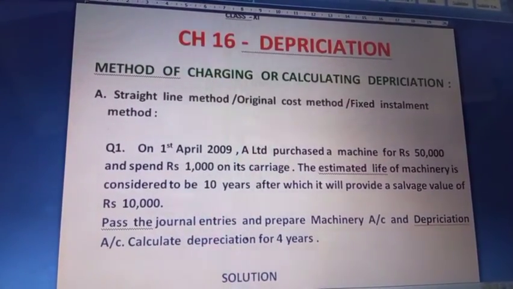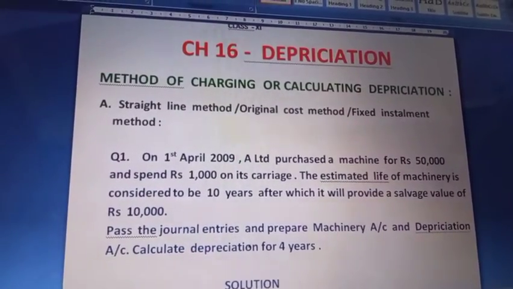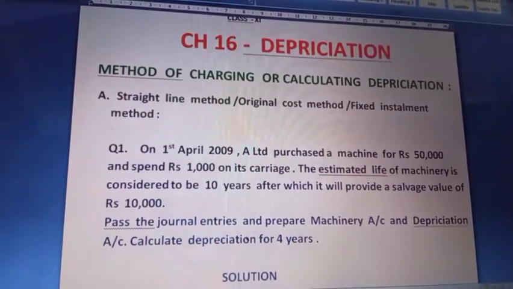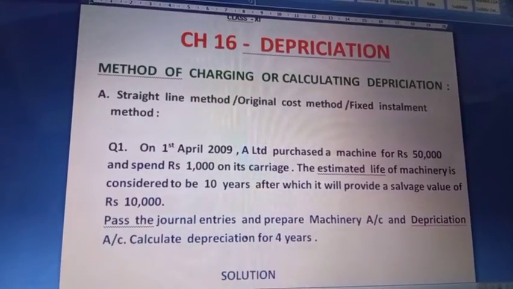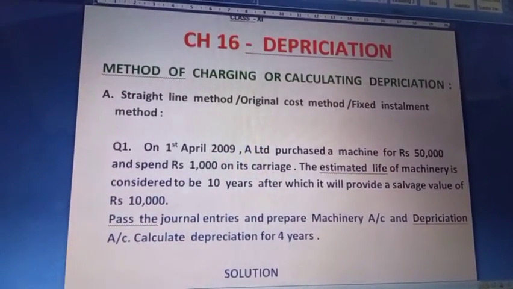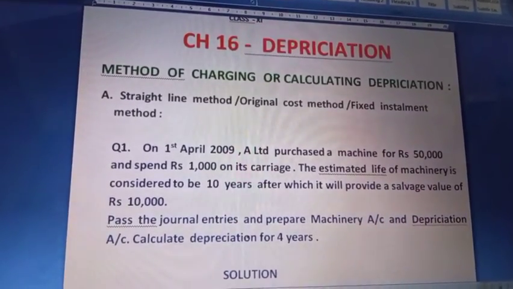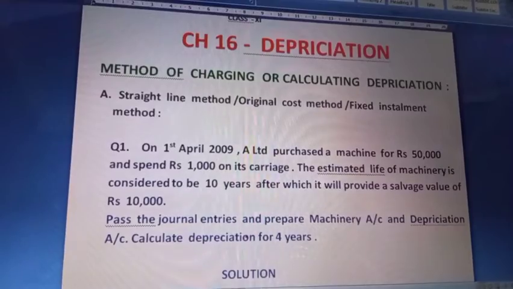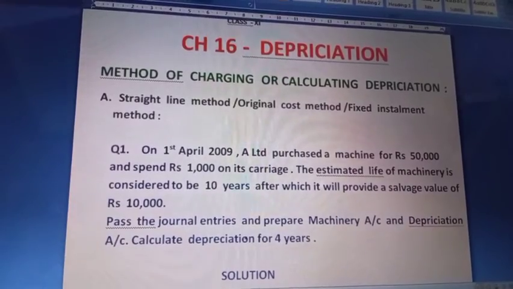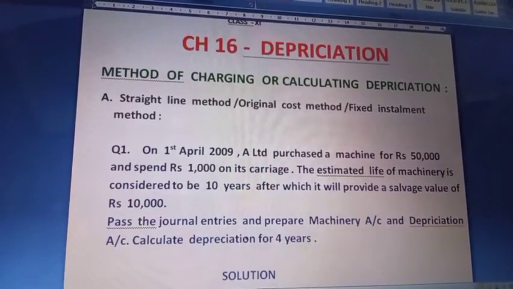That means the machinery is estimated to be in useful form for 10 years, after which it will be sold off. And we are expecting that 10,000 as a scrap value will be realized after we sell off the machinery at the end of the estimated years, not before that. So after 10 years, if you sell off the machinery, we'll get a salvage value or scrap value of 10,000. Now you have to pass the journal entries and prepare machinery account and depreciation account, and you have to calculate depreciation on the basis of straight line method or original cost method or fixed installment method for 4 years.